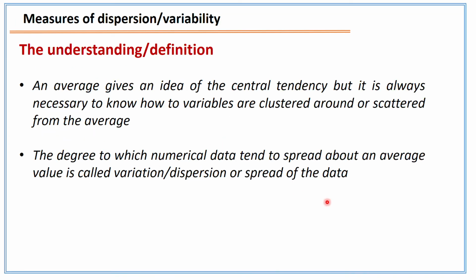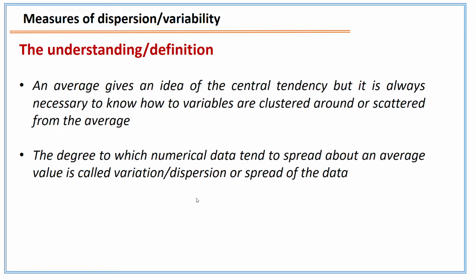First we will start with the understanding of what dispersion or variability is. As we all know, if some mean value is there, and a lot of variables, a lot of data points or a data series is there, we should also know how this data is spread or moving around the average. An average gives an idea of the central tendency, but it is always necessary to know how the variables are clustered around or scattered from the average.